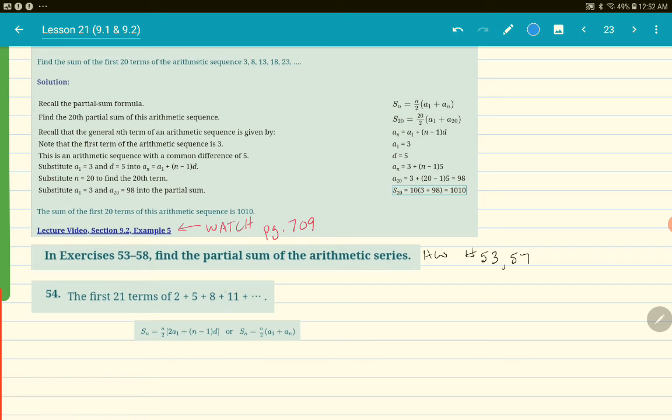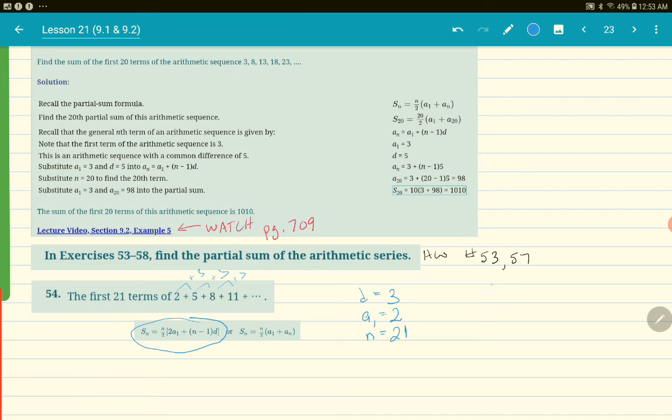Okay, so our first 21 terms of the sequence. The sequence looks like it has a common difference of 3. So my D equals a positive 3. And my first term is a 2. And, let's see, what else do I need? And we want the first 21 terms, so that n is going to be 21. And that is all I need for this formula. So even though I don't know what the final term is, I can use this formula now.